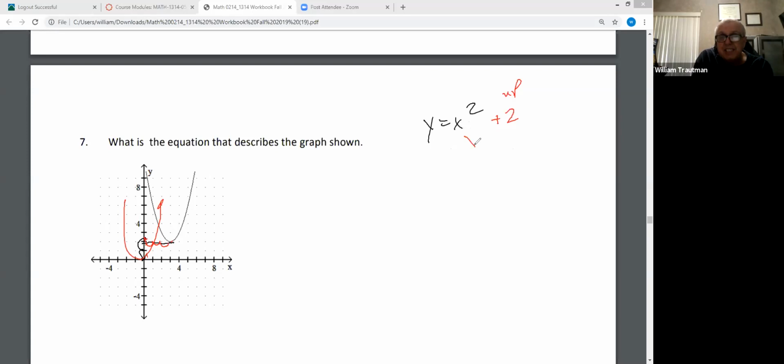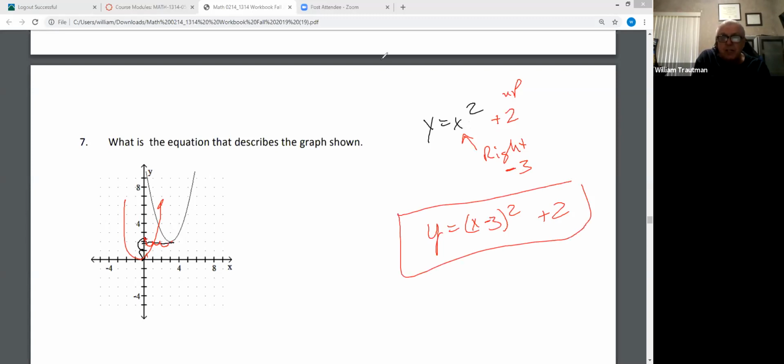To the right on the inside, you have to put a -3, because a negative moves it to the right on the inside. So our actual answer will be y equals x squared plus 2, and we're going to put a -3 on the inside. This is the equation. That moves it up 2, and the -3 on the inside moves it to the right 3. So it says write the equation, and this is the answer.